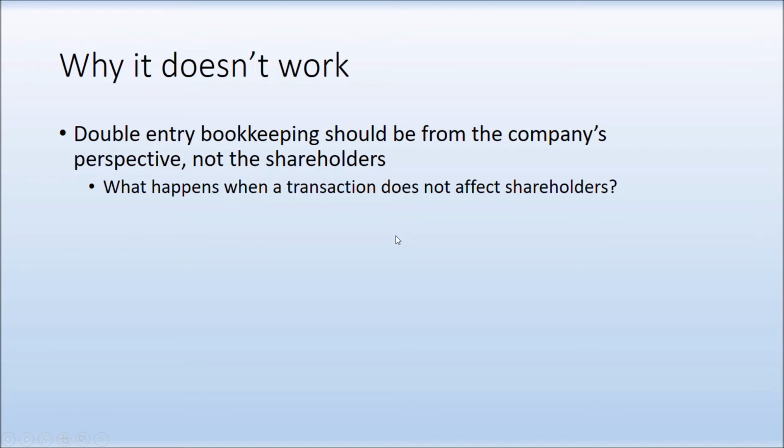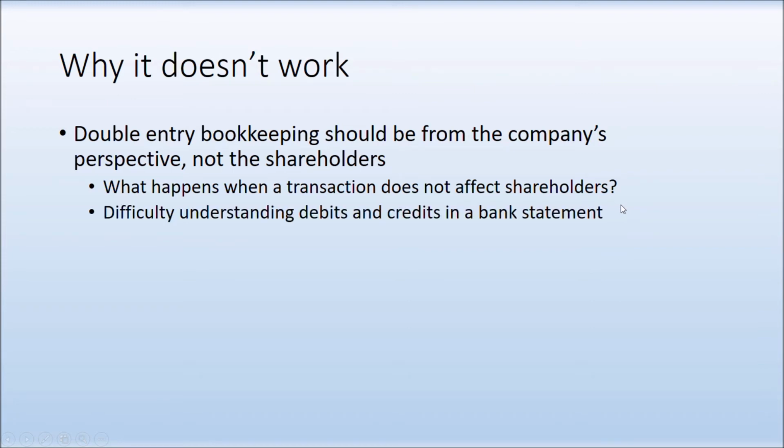What happens when a transaction doesn't involve shareholders? We're just paying off the VAT, let's say. Well, there's no shareholder effect there, is there? It's credit bank, we're reducing the bank, and debit the VAT because we're reducing the VAT liability. No effect on shareholders on that one. It's simply a balance sheet transaction. So it starts to break down for students when they're not seeing an impact on shareholders.